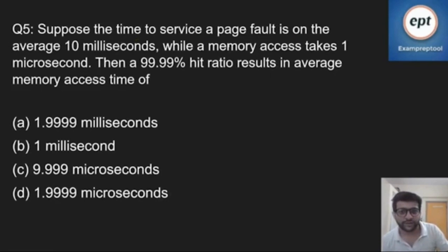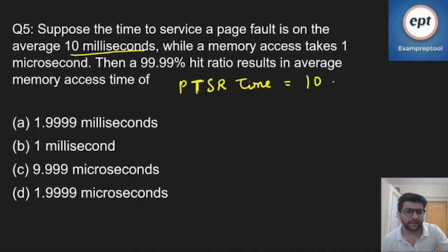So suppose the time to solve a page fault is on an average 10 milliseconds, right? So we have been given that the page fault time, the time to solve the page fault, is equal to 10 milliseconds. And a memory access takes 1 microsecond, so the time to access the memory is 1 microsecond.